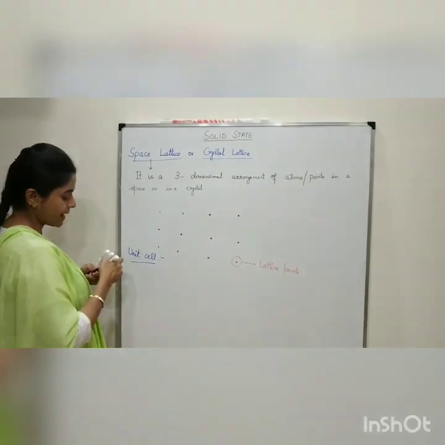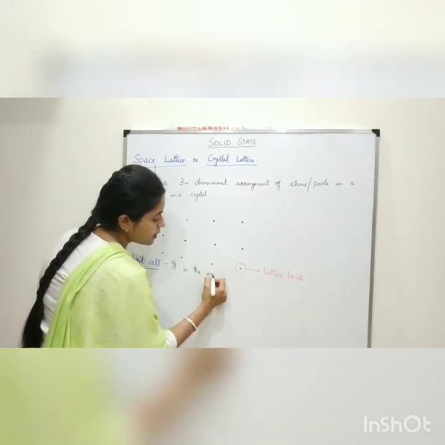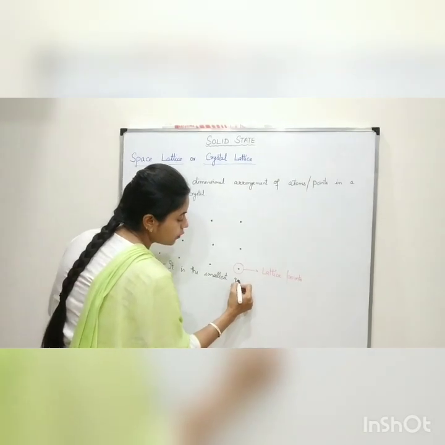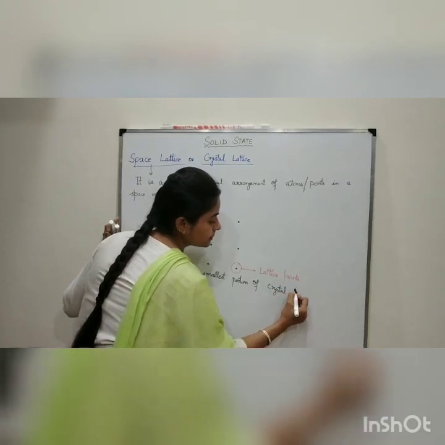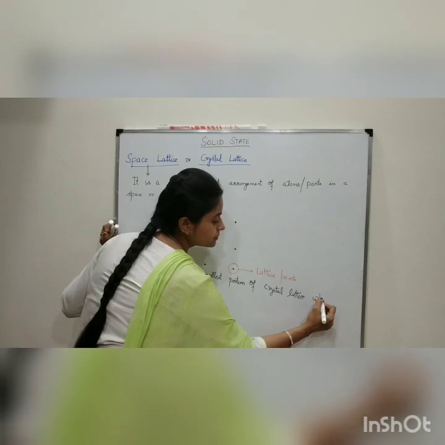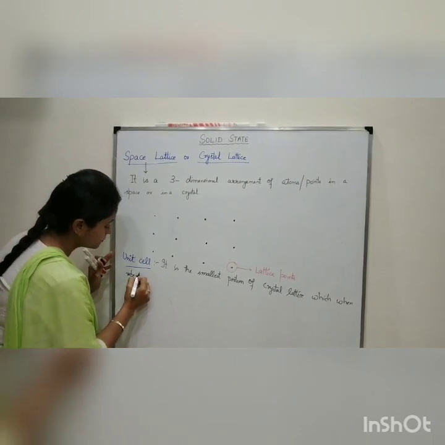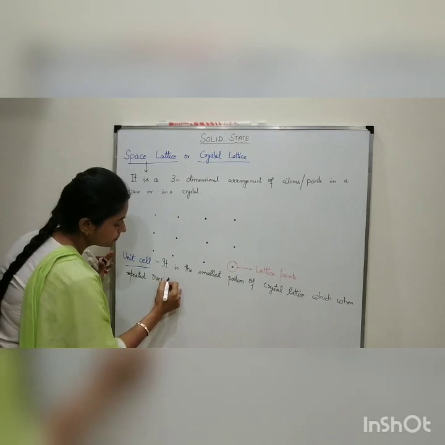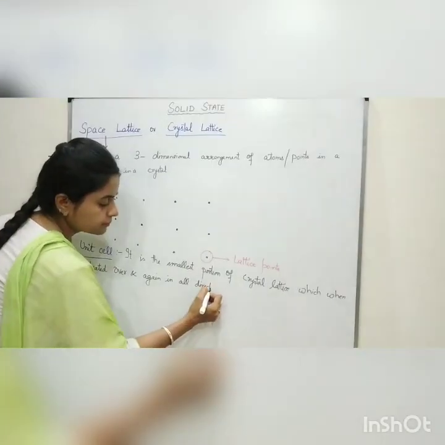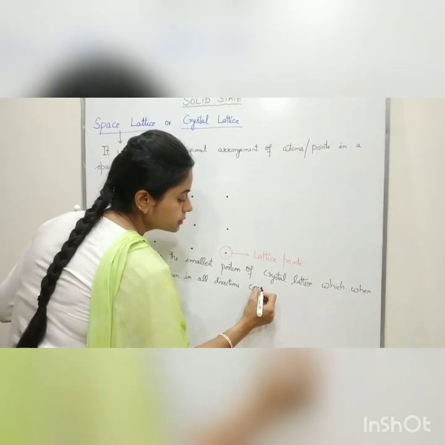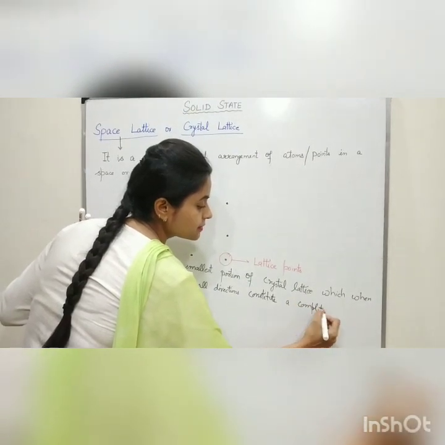So, unit cell may be defined as the smallest portion of crystal lattice which, when repeated over and again in all directions, constitutes a complete crystal.